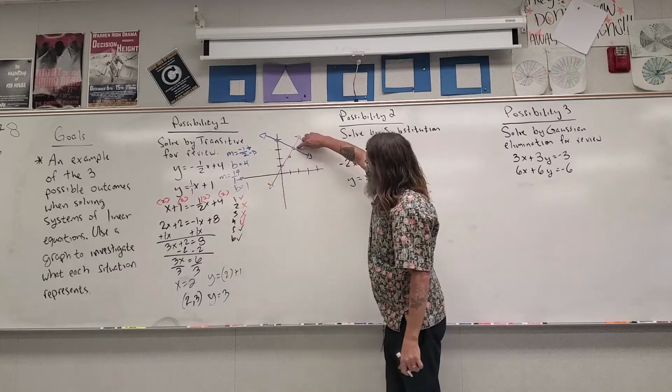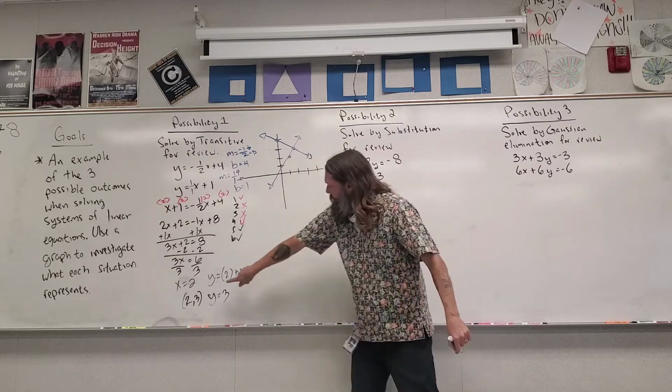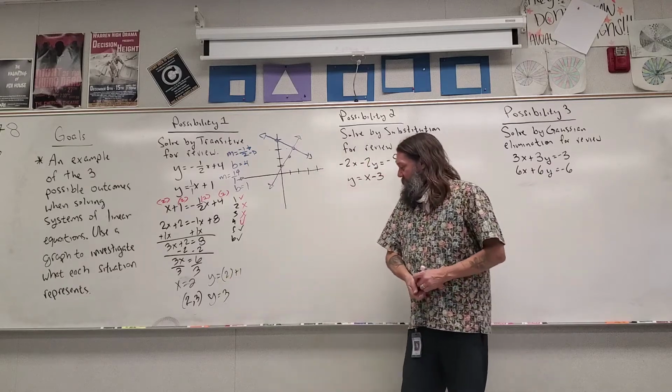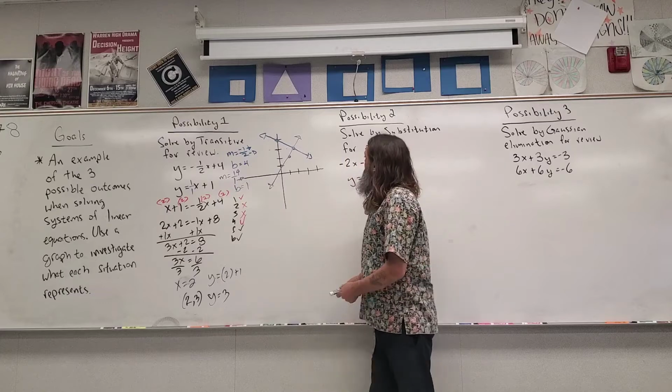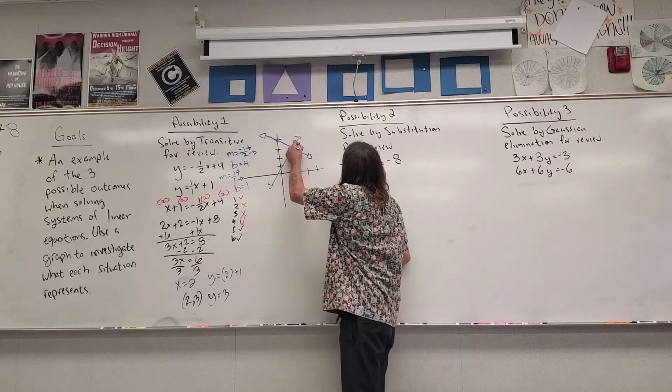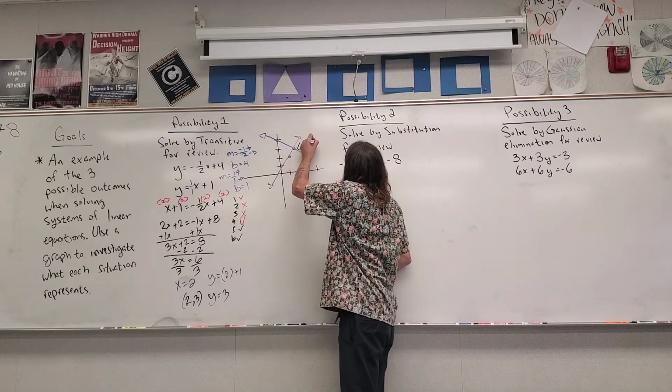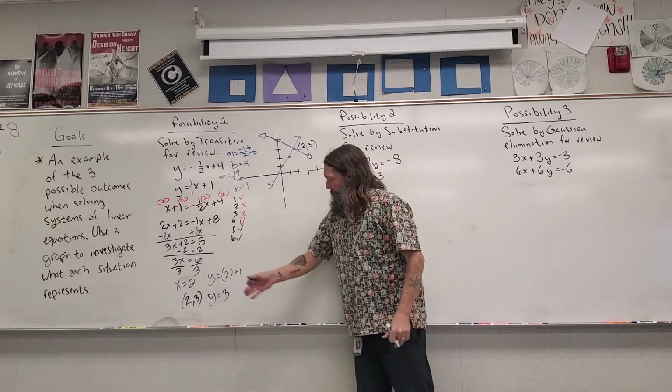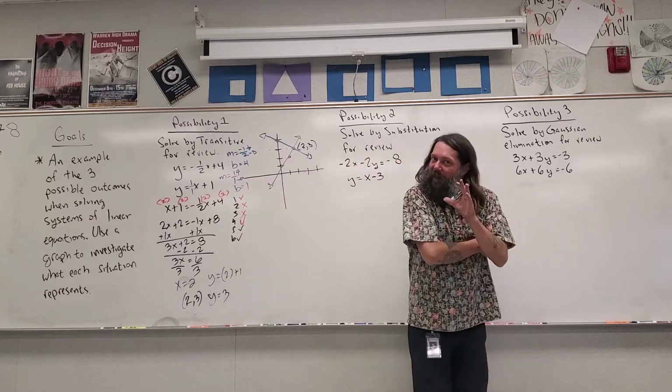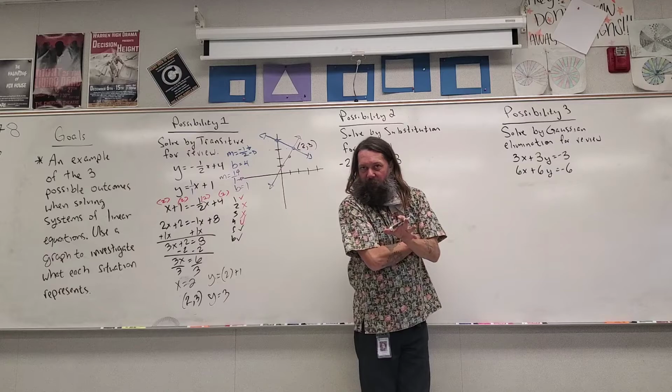Again, my lines cross at 2, 3, which is what I found when I solved it using the transitive property. So this graph validates our algebraic work. Now, we have to learn some vocabulary here.